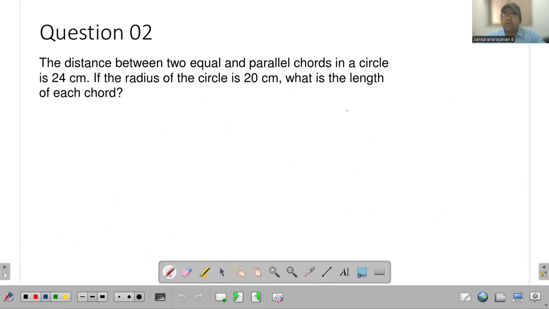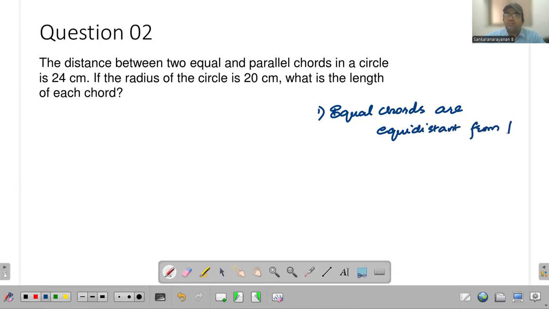So please recall one important point that we have discussed in the concepts. Equal chords are equidistant from the center of the circle. This is one point that you have to keep in mind. If the chords are equal in length, they are equidistant from the center of the circle.